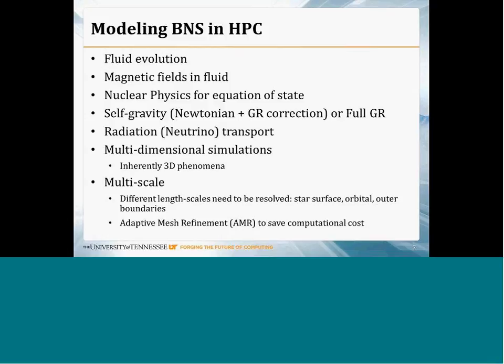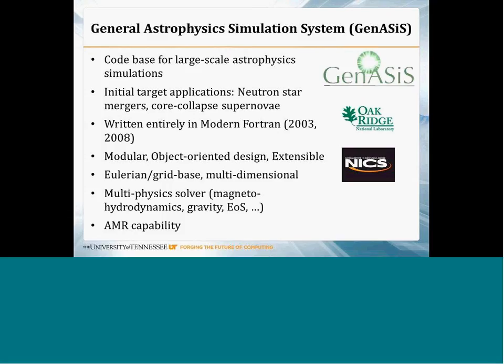Most of the simulations that have been done in neutron star mergers have been some sort of simplification of all or some of this. This would be the ideal simulation, but of course it takes a lot of effort and a lot of computational cost to do this.